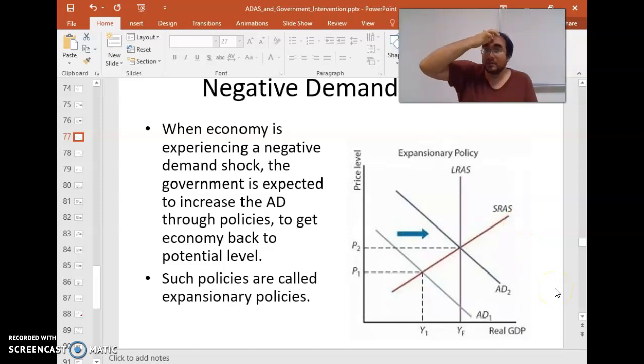There is a difference between this type of return to the potential output level and the self-correction mechanism. In the case of the self-correction mechanism, you return to a lower price level, while in this case, with government intervention, you return to the potential output again, but you have a higher price level compared with the case where you started.